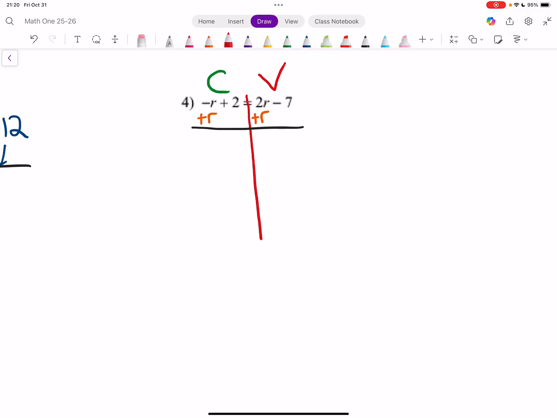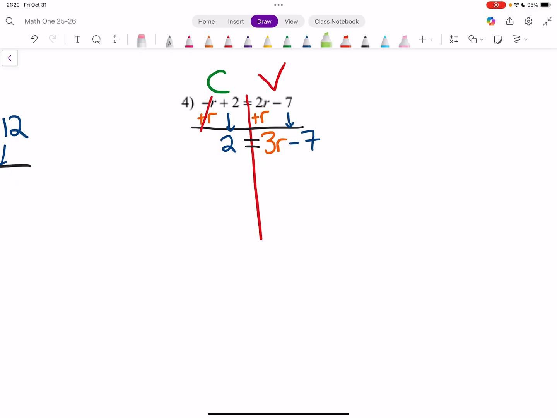On the left-hand side, I'm going to simplify from left to right here. So negative r added to r is 0, which is exactly what I wanted to happen. I'm not doing anything with the 2, so I'm going to write it again. I'm also going to write the equal sign. On the right-hand side, I'm doing 2r added to r, which is 3r. And I'm not doing anything yet with this subtraction by 7, so I'm simply going to write it there. Now it's a two-step.